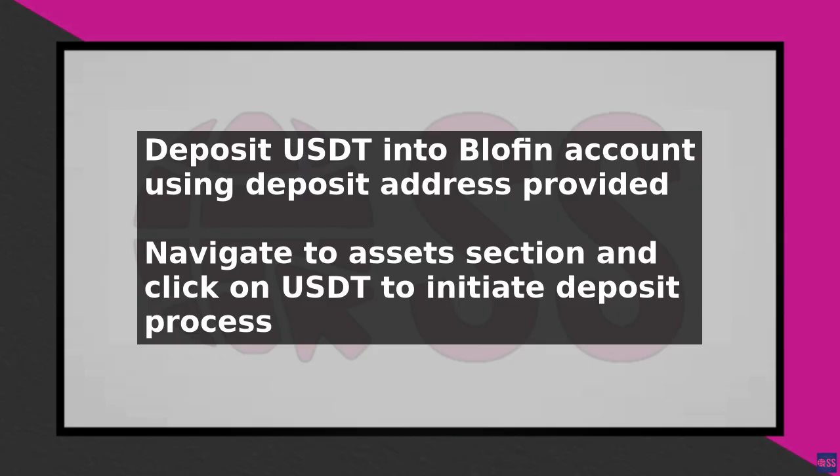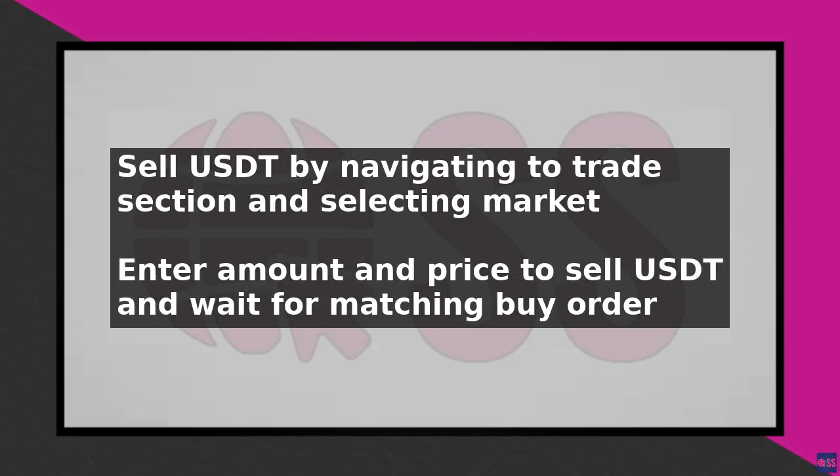To do this, navigate to the Trade or Exchange section of the platform, and then select the USDT market you want to trade in. You can then enter the amount of USDT you want to sell and the price at which you want to sell it. The platform will then match your sell order with a corresponding buy order, and the transaction will be executed.